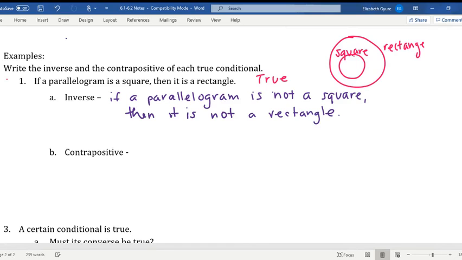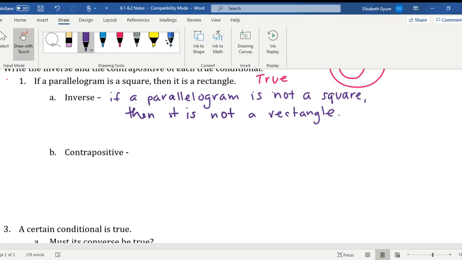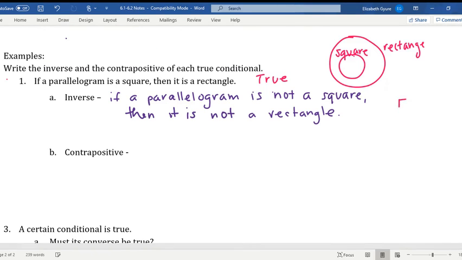Do we think that would be true or false? I'm seeing some thumbs down. That would be false. I agree. That would definitely be false. If a parallelogram is not a square, then it is not a rectangle. Again, think of it in terms of your Venn diagram. Just because it doesn't fall in the square category, couldn't it just fall in the rectangle category? Yeah, just because it's not a square doesn't mean it's not a basic rectangle.